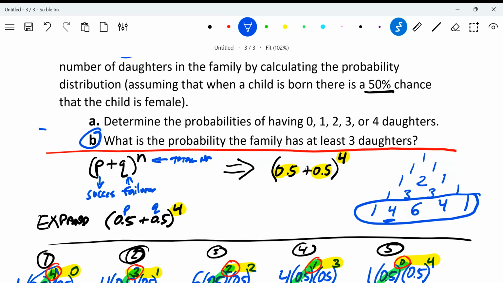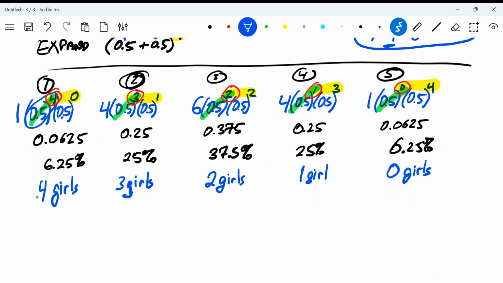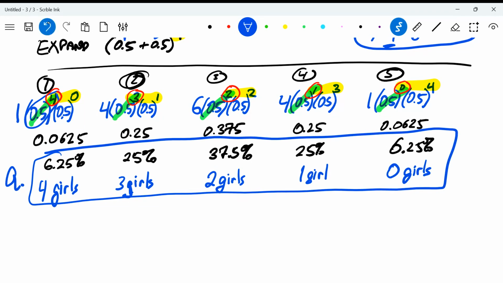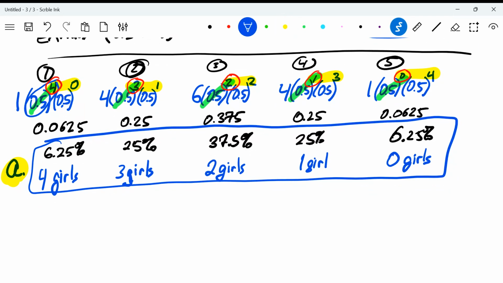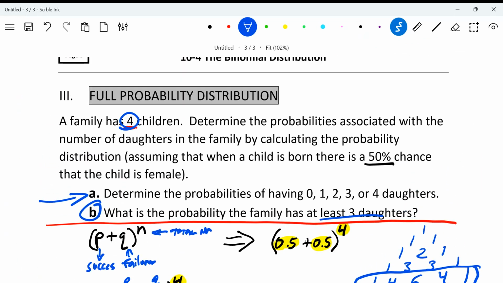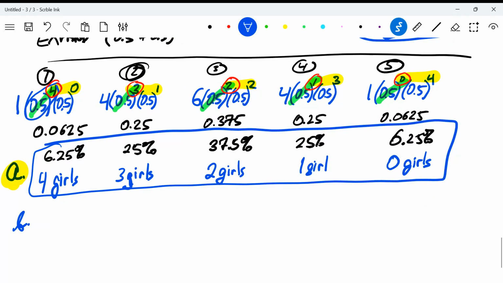B. So first, A is done. This is letter A completed. Oh, I should do a better A than that. Okay, that's a little bit better for A. So we now have a probability distribution of all 5 possibilities. And for B, the question is, what's the probability of at least 3 daughters?